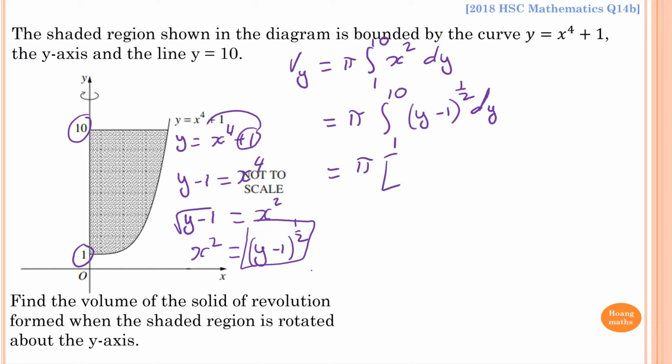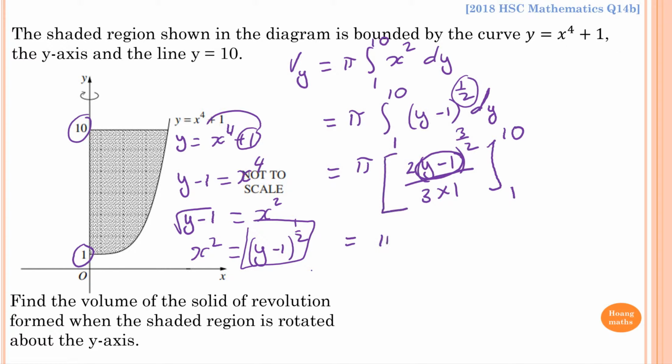So that means integrating, the power goes from a half to 3 over 2. So y minus 1 to the power 3 over 2 divided by 3 over 2. You just flip it, it becomes 2 over 3 times that. Then differentiate the inside, y minus 1, which gives me 1, so times by 1. That is from 1 to 10.